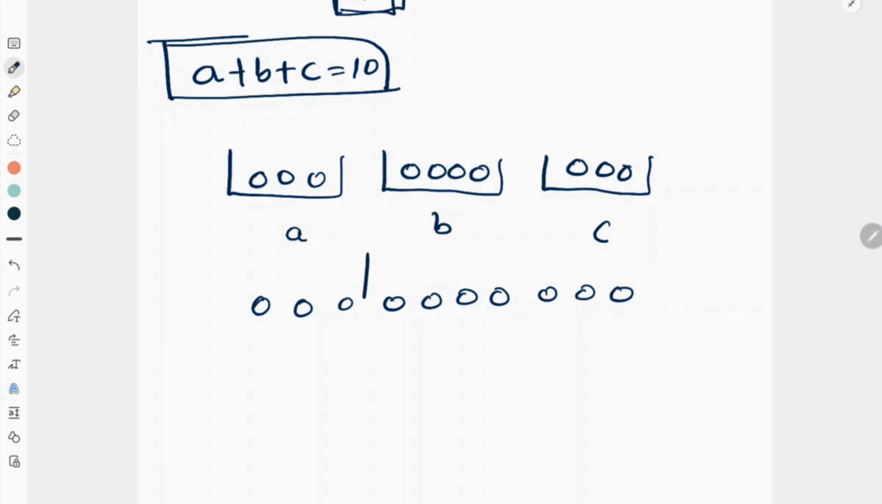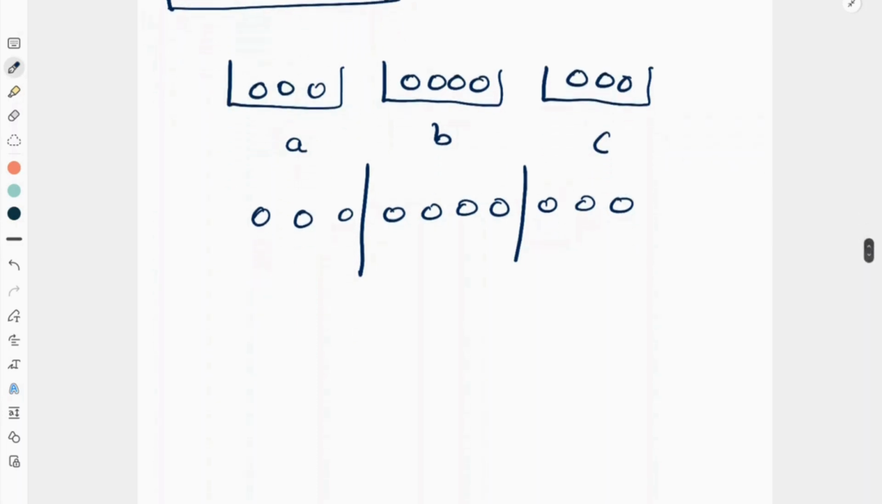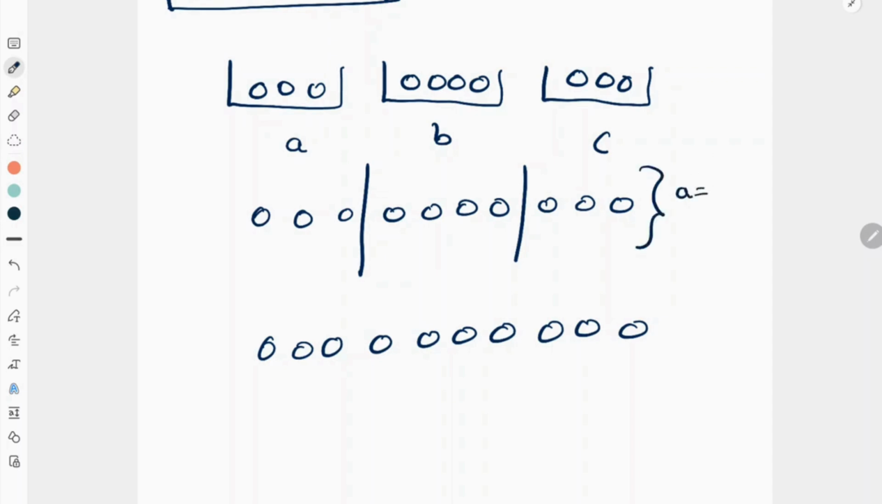And let's say I draw 2 vertical lines here. Then an arrangement of balls and lines like this corresponds to an arrangement of balls in these 3 bins. Basically, these 2 dividing lines define the number of balls in each bin. And note that it can also be 0. Say, for example, if I have this kind of an arrangement. So this solution corresponds to a is equal to 3, b is equal to 4, c is equal to 3.